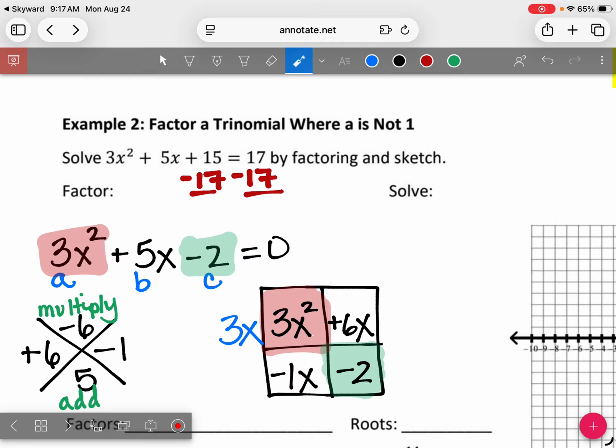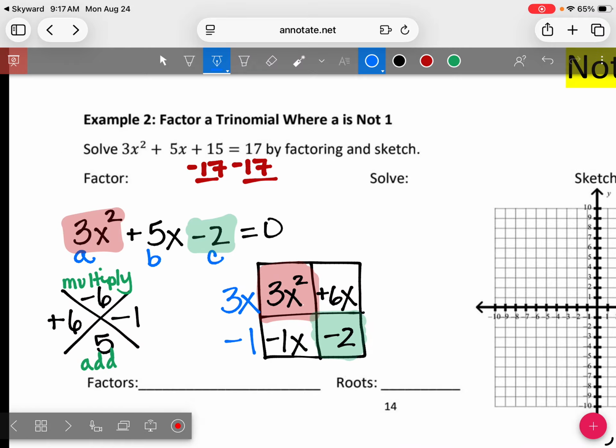The only column that has a 1 in it is the ones column. You don't see a 1 in any other column except for 1. So that means the only thing I can take out would be a 1. But it's next to a negative, so it's going to also be negative. So that means that my first factor would be 3x minus 1. Go ahead and solve that for x. Add 1, divide by 3, leave your answer as a fraction.